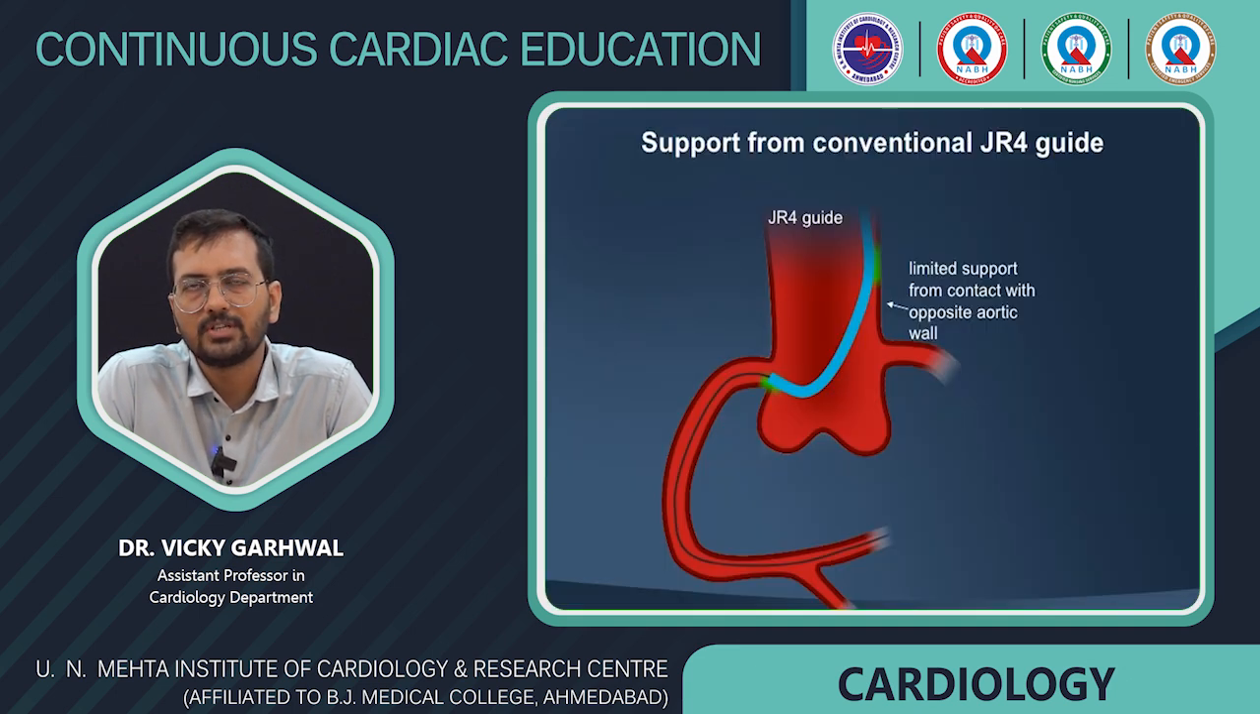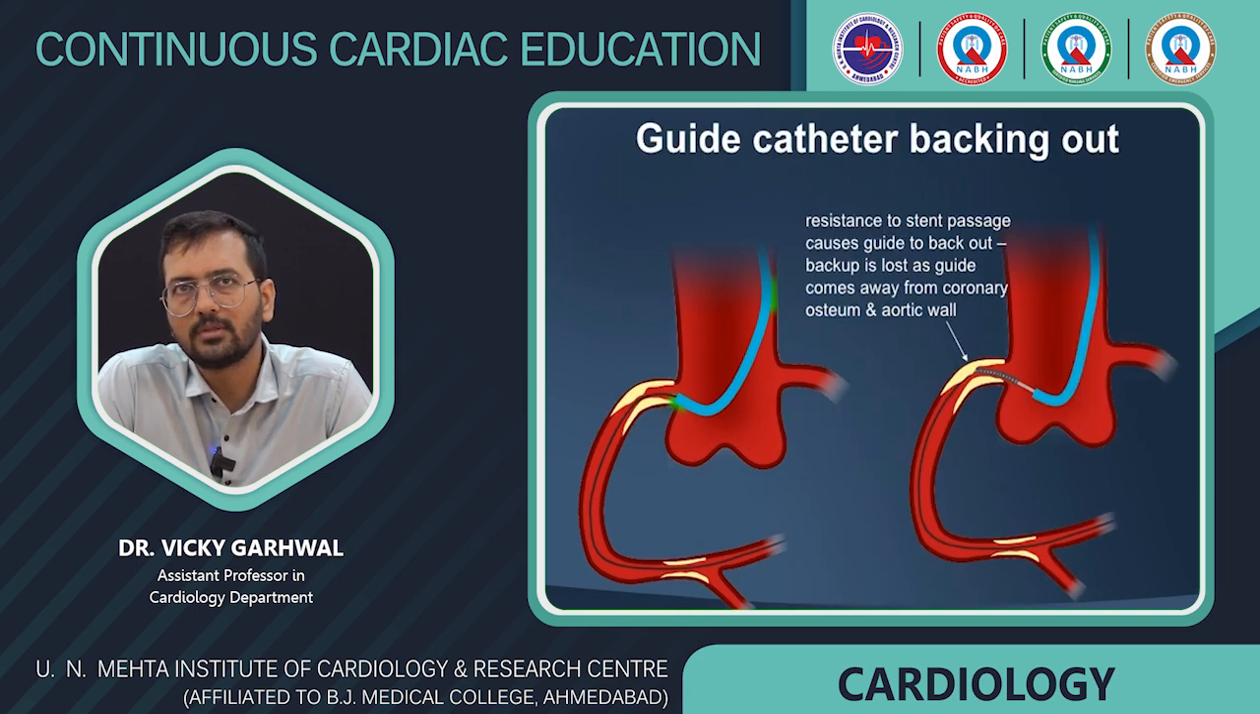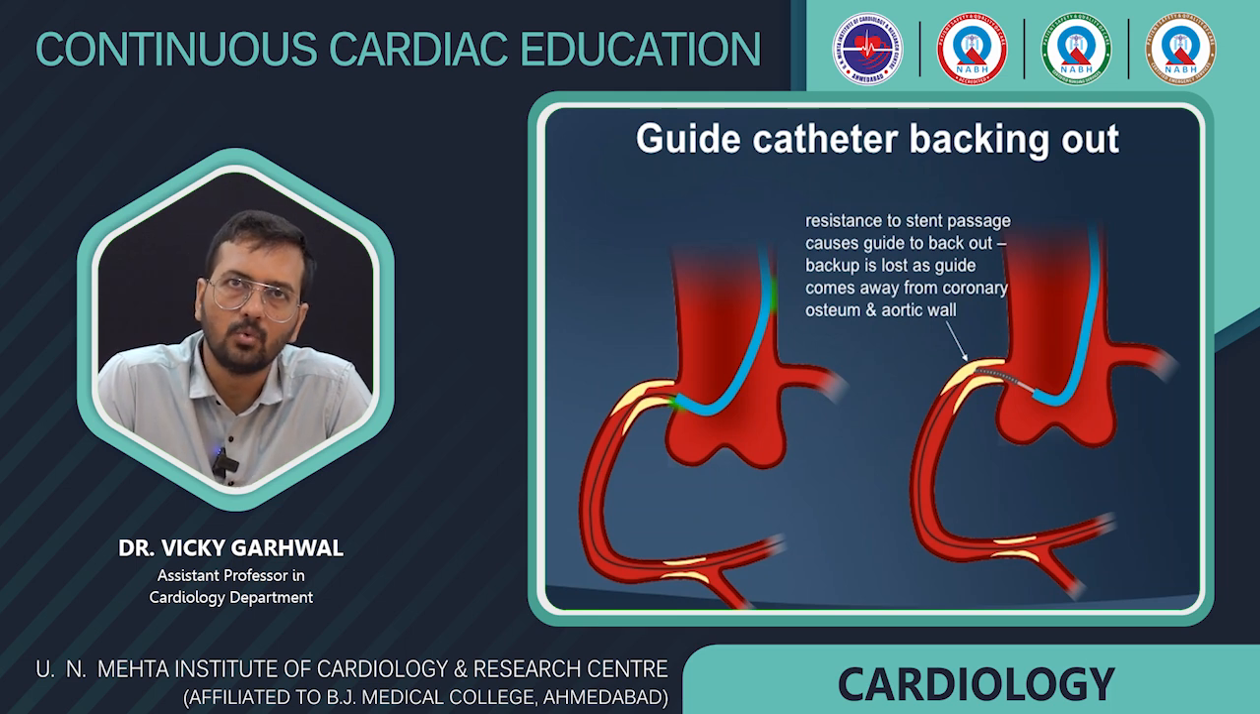So conventional JR guide has less support because it has limited support from contact with the opposite aortic wall. So they usually disengage, and guide catheters back out. Resistance to stent passage causes the guide to back out. Backup is lost as the guide comes away from the coronary ostium and aortic wall. As we pass the stent or any balloon through the proximal lesion, the guides come away.